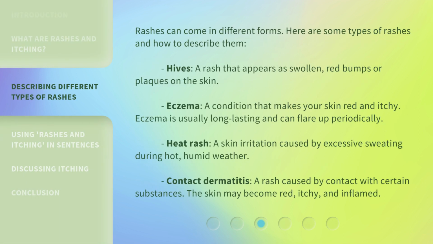Rashes can come in different forms. Here are some types of rashes and how to describe them. Hives, a rash that appears as swollen, red bumps or plaques on the skin. Eczema, a condition that makes your skin red and itchy. Eczema is usually long-lasting and can flare up periodically.